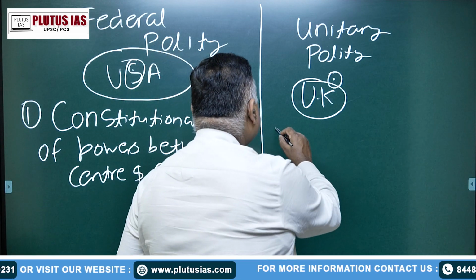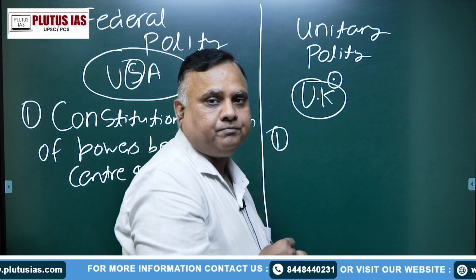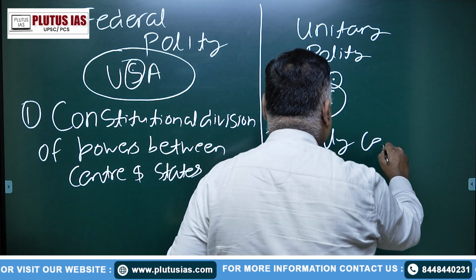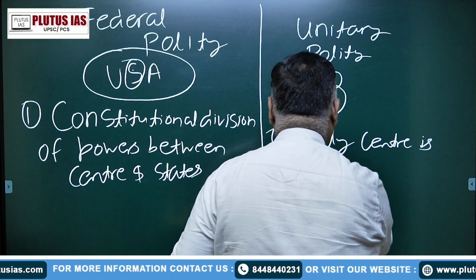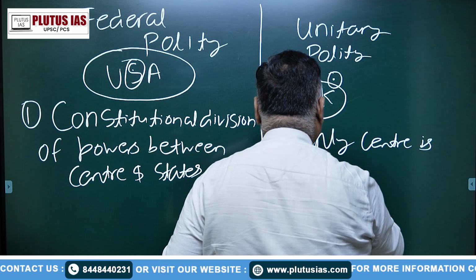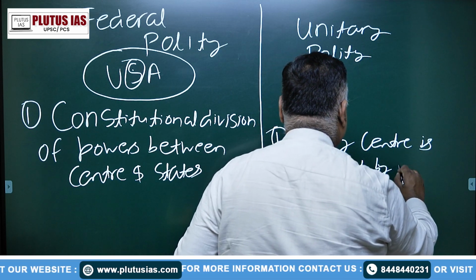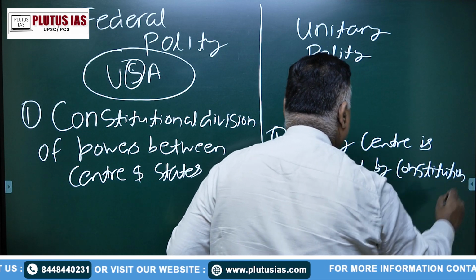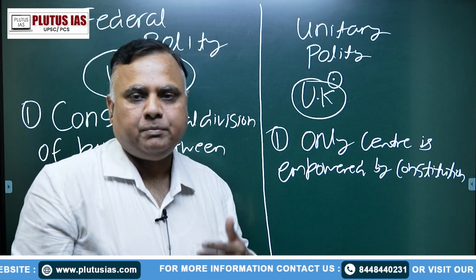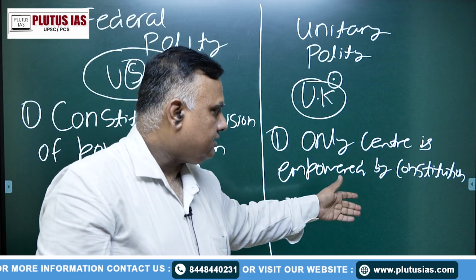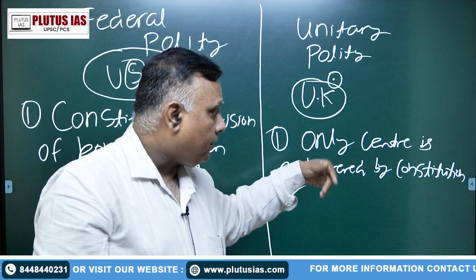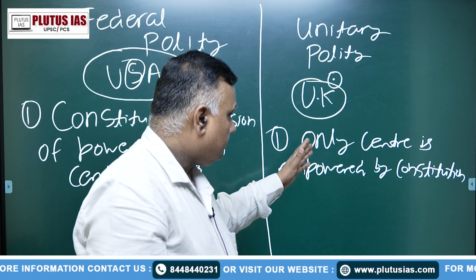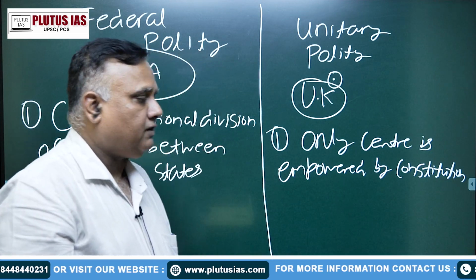In contrast, in unitary polity, only the center is empowered by the constitution, while states are empowered at the sweet will of the center. Means the center may periodically give power to the states, delegate power to the states, or can withdraw the power of the states. So this is the first difference as far as India is concerned.